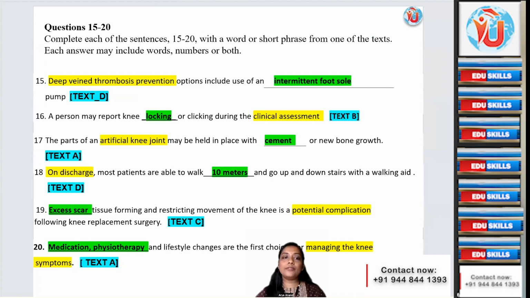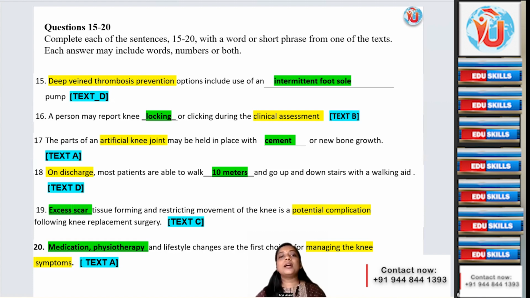Deep vein thrombosis prevention options include use of one dash pump. Intermittent foot pump. Yes. A person may report knee dash or clicking during the clinical assessment. So clinical assessment is here, text B. The answer is locking.